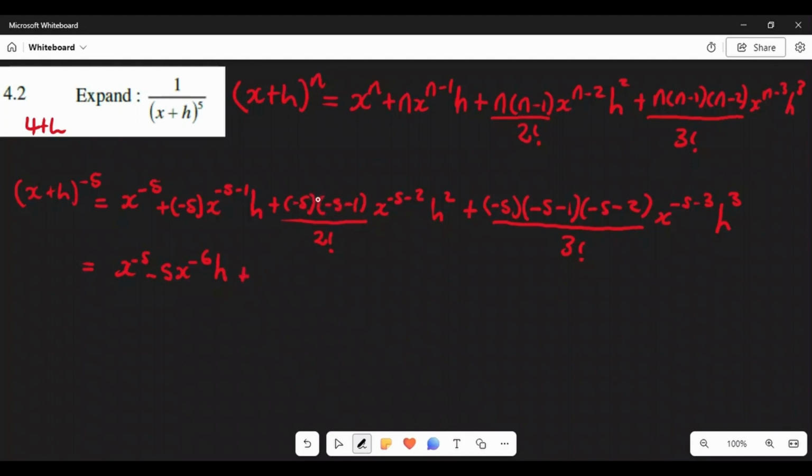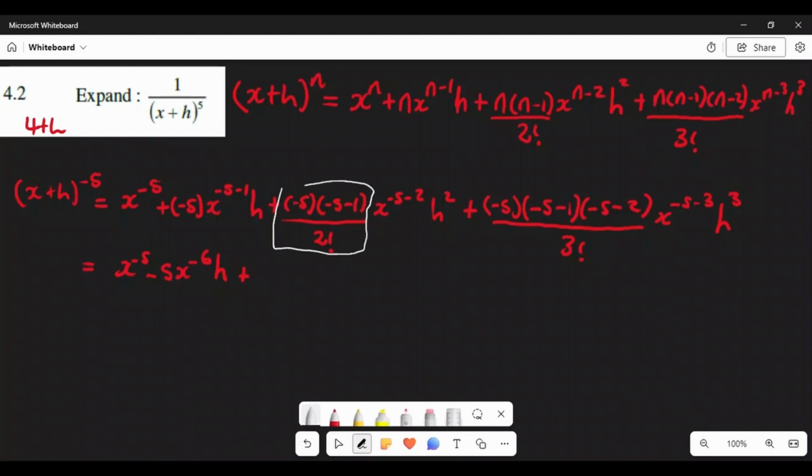Now if you put this on your calculator, guys, when you have negative 5 multiplied by negative 5 minus 1, divided by 2 factorial, the answer that you're going to get is 15, right? And then we have x to the power of negative 5 minus 2, which is negative 7, and h to the power of 2.